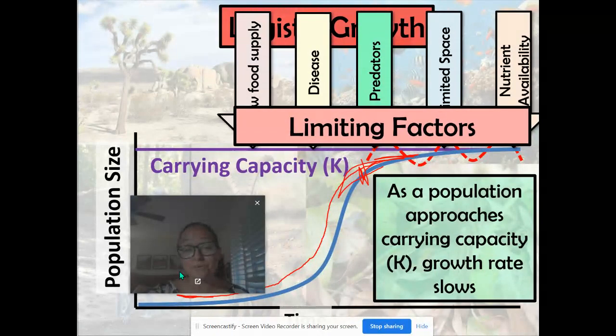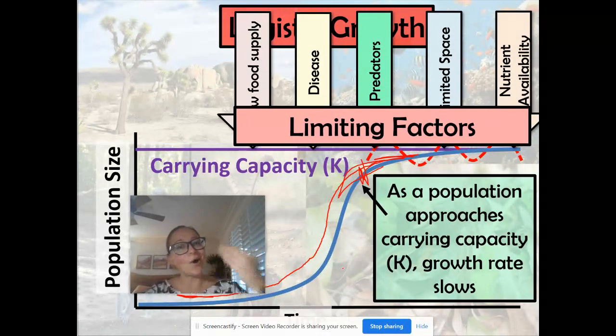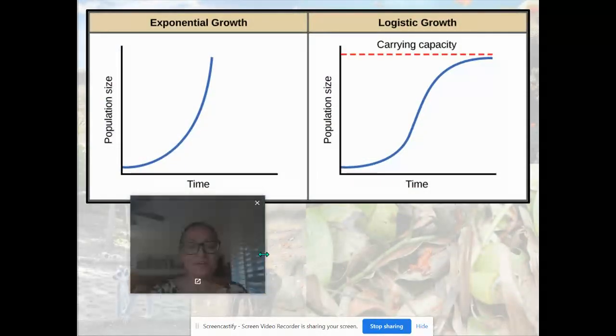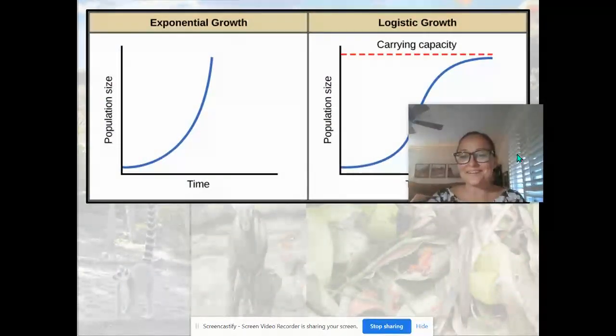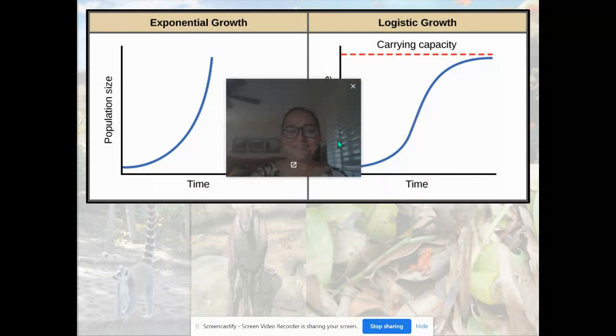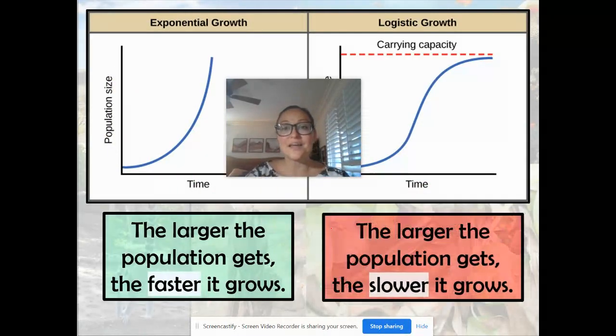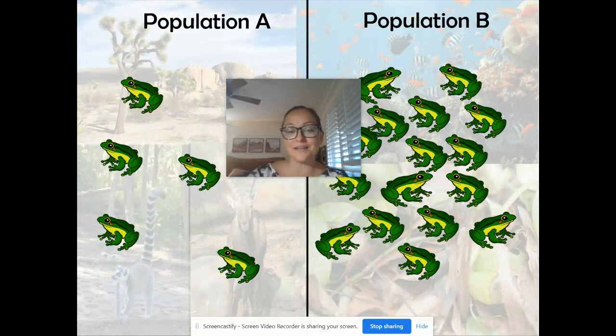So this is what I was mentioning earlier. As a population approaches carrying capacity, its growth rate slows. It slows down because it's harder and harder to survive as you reach that carrying capacity. So here is exponential and logistic growth, just a quick summary. In exponential growth, the larger the population gets, the faster it grows. This would be without limiting factors. It can grow as if it had unlimited resources. But in logistic growth, the larger the population gets, the slower it grows because of those limiting factors.